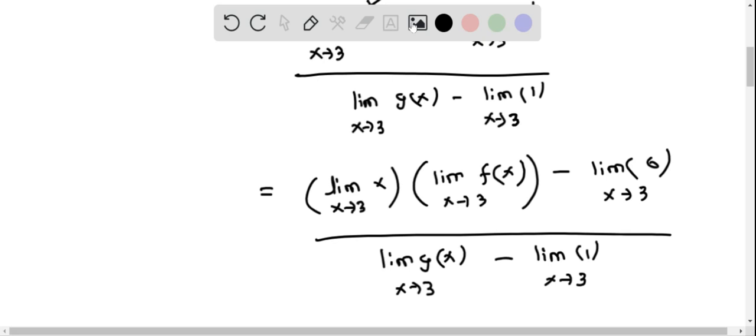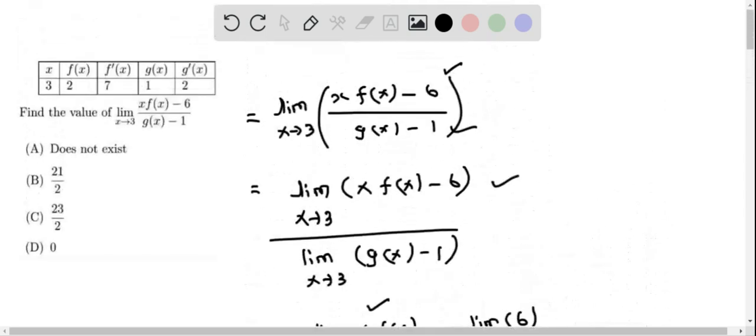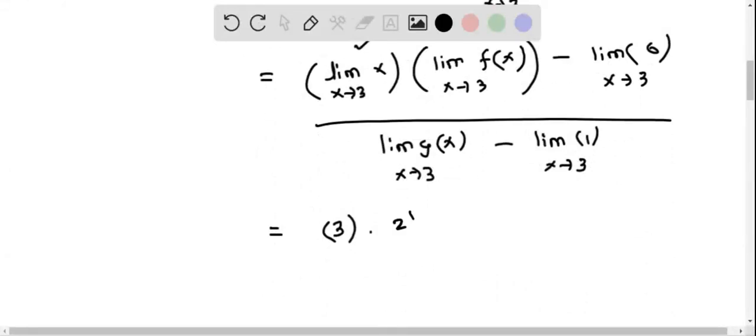We will now utilize the table values to determine the value of this expression. So we have the limit of x as x approaches 3. Here we can make a direct substitution. When we do that, this becomes 3 times the limit of f(x) as x approaches 3. So we go back to the table. When x approaches 3, f(x) equals 2. So I'm going to substitute 2 over here. And the limit of a constant, which is 6, is always that constant irrespective of whatever x approaches. So this becomes 6 over the limit of g(x) as x approaches 3.